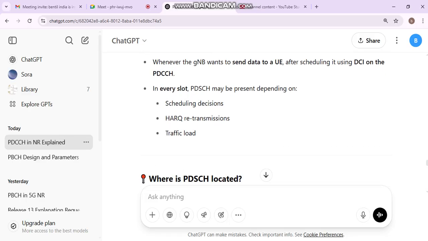In every slot, PDSCH may be present depending on scheduling decisions, HARQ retransmissions, and traffic flow.